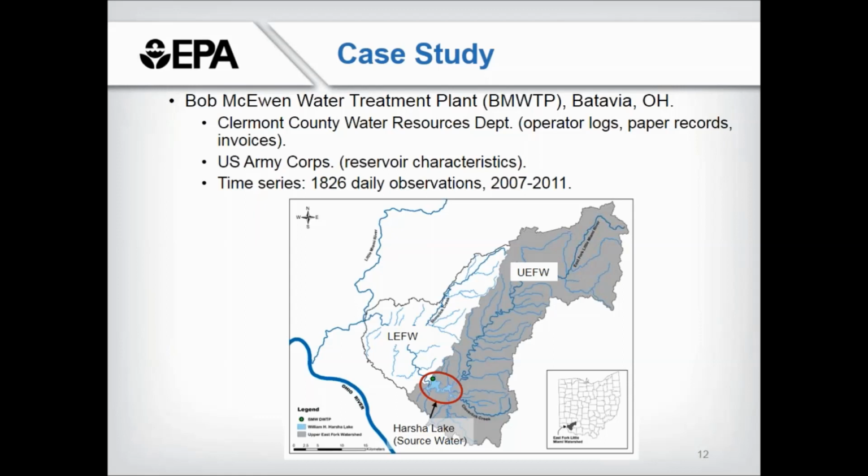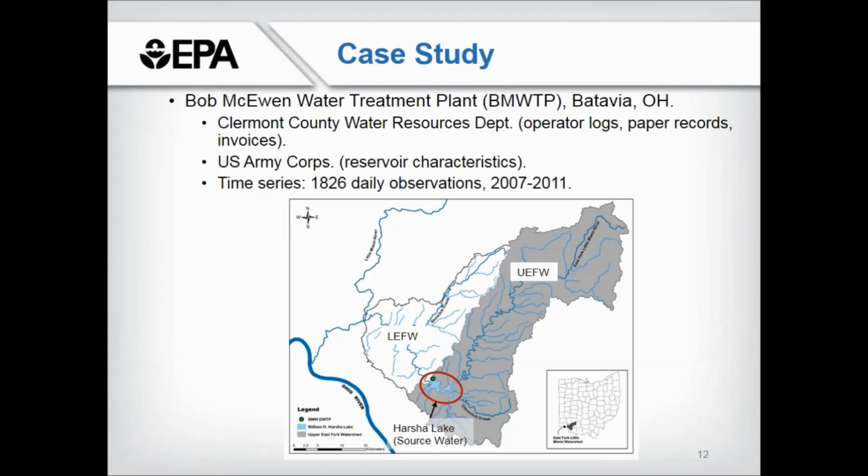Okay, so I'm going to talk about economic modeling of source water protection using the Bob McEwen Water Treatment Plant as a case study. We use the same watershed Chris just talked about, the East Fork watershed, with Harsha Lake as a source water for this treatment plant.